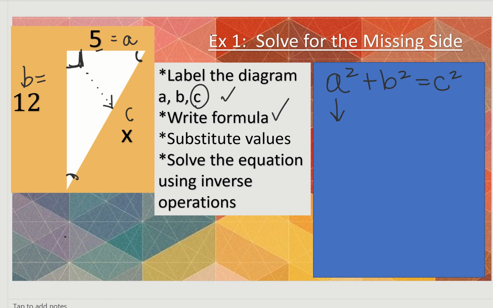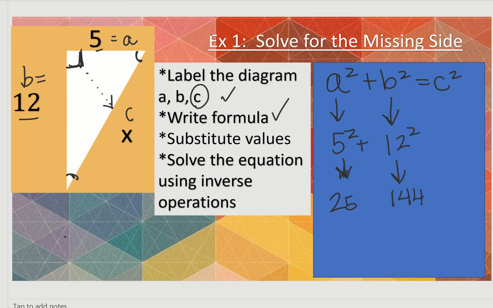A, in this case, A is 5. So we're going to take 5 and we're going to make a square out of it. That's going to give you 25. B, so we're going to take B and add to it. B is 12. 12 squared is 144.